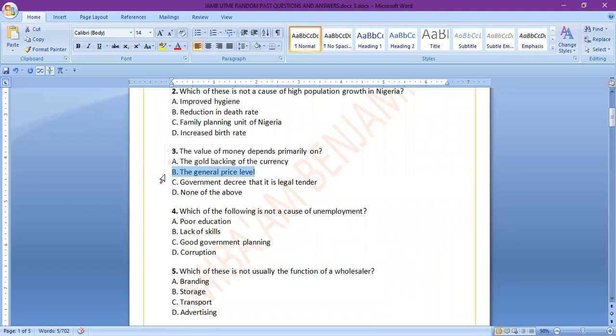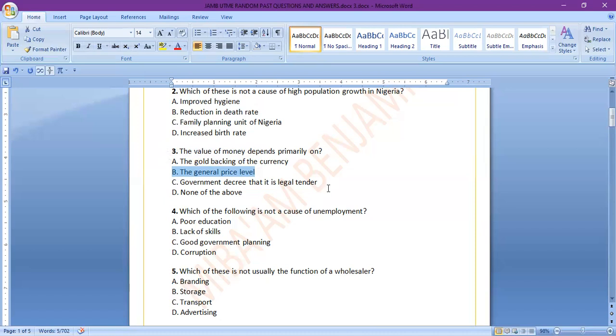Like in Nigeria, currently, with the naira redesign and then the shortage of the new currency, and then inflation and other things, the value of naira has really been affected. You suffer to get it, and then when you get it, the prices of goods and services are very high. And then you spend more money to get fewer goods, compared to before. So the value is primarily on the general price level.